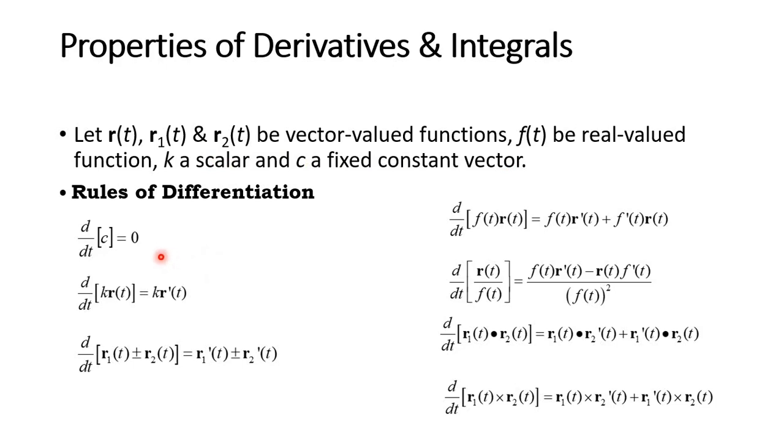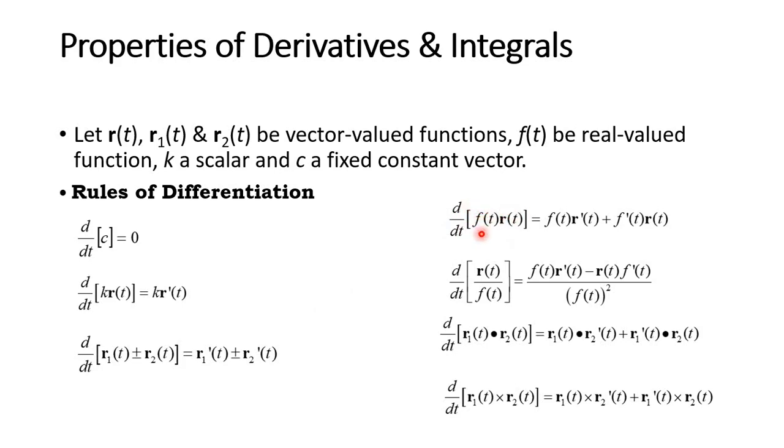The rules of differentiation: if you take d/dt of a constant C, the answer is 0. If you take d/dt of k times r(t), since k is constant, you get k times r'(t). If you take d/dt of r1(t) plus or minus r2(t), this is the linearity property, so we have r1'(t) plus or minus r2'(t). This is the product rule.